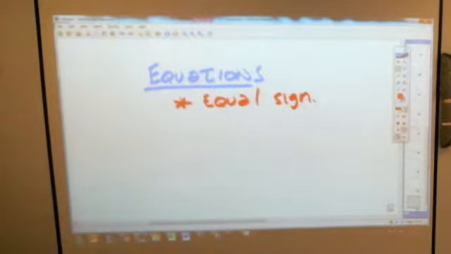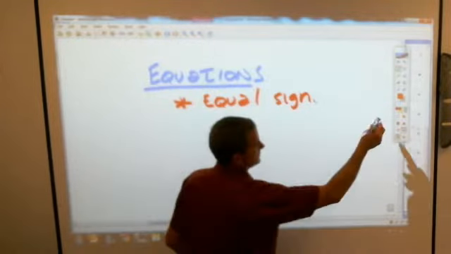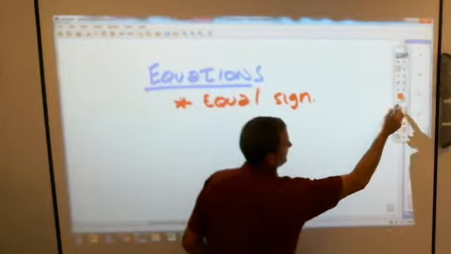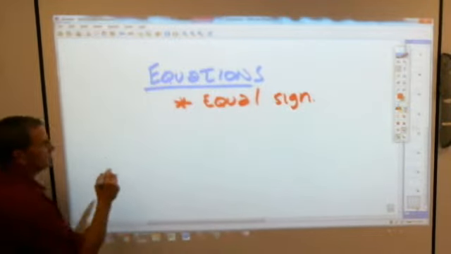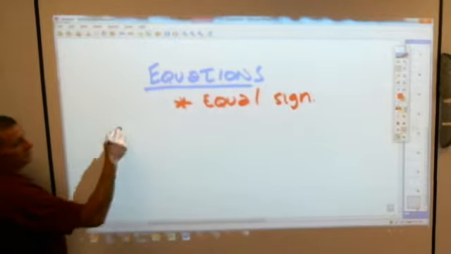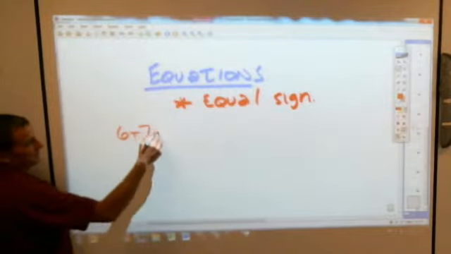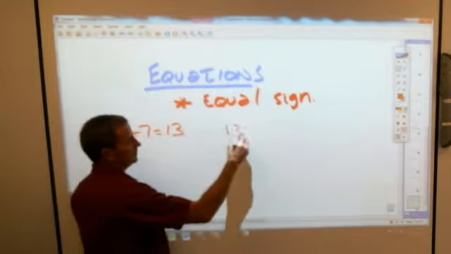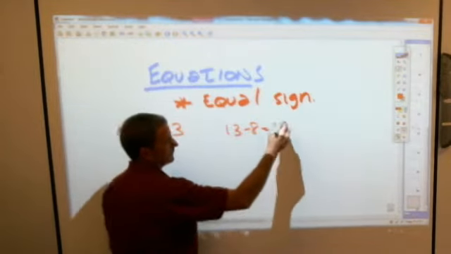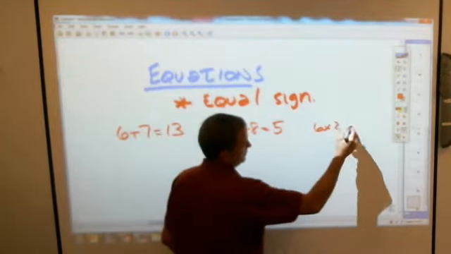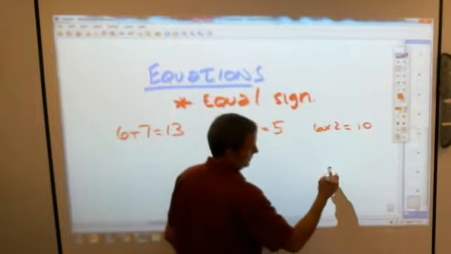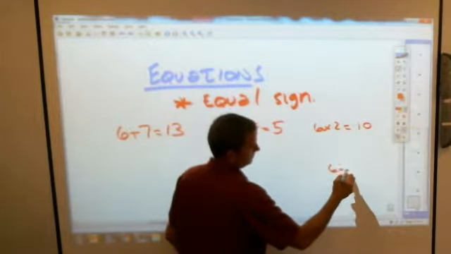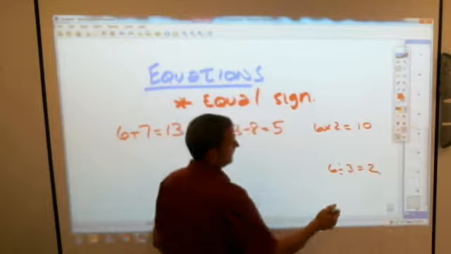Now there are examples of these equations. You could have how many different types of equations right now? Well, many. You could have addition equations that would look like this: 6 plus 7 equals 13. You could have a subtraction equation: 13 minus 8 is 5. Multiplication: 6 times 2 is 12. Division: 6 divided by 3 is 2. Did I get all those right?